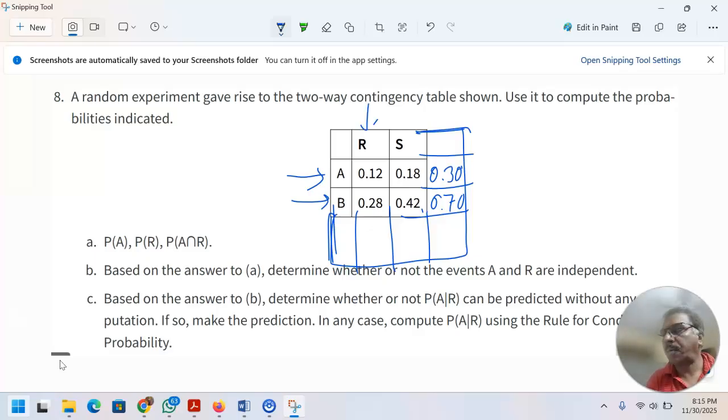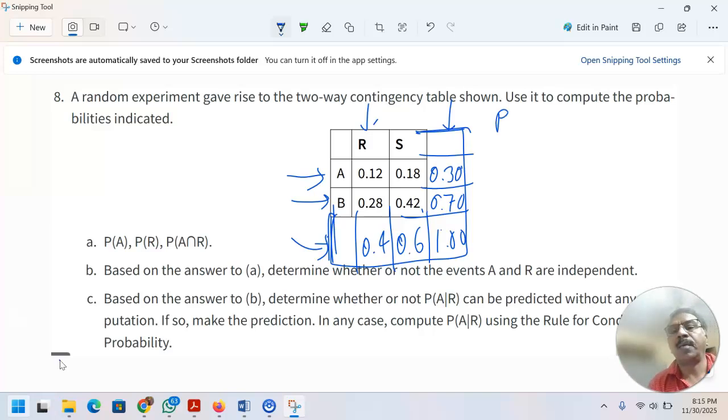Then R is the probability, you can check this. This is the total, in the row and column also. The first question is asking what is the probability of A.